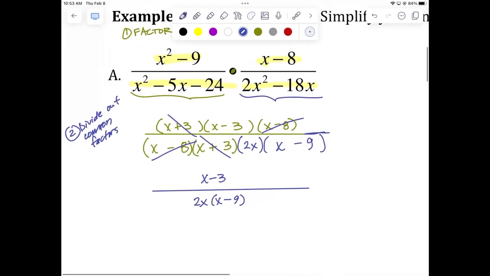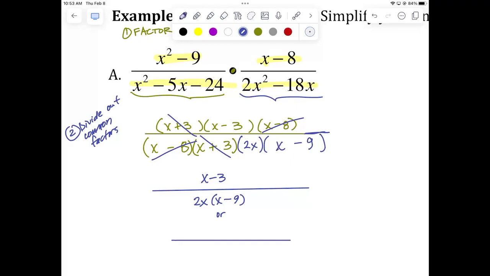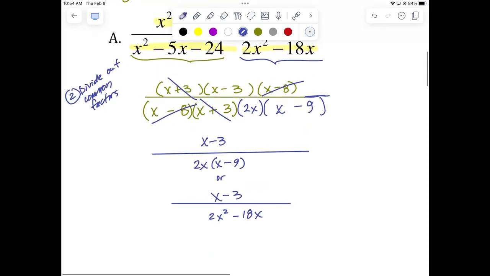All right. So this would be one version of the answer, or it depends on what we want to do with it. If I want to find the domain of this function, then I'm going to leave it factored, because I don't want to divide by 0, and I know x can't be 0 or 9. But if I want to find the end behavior or the y-intercept, I might just redistribute it here. So if I distribute the 2x back in, I get 2x squared minus 18x. So either one of these are considered simplified answers.